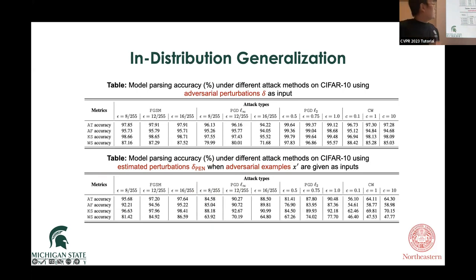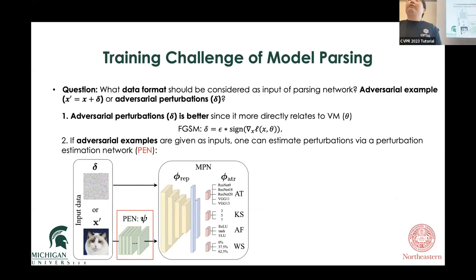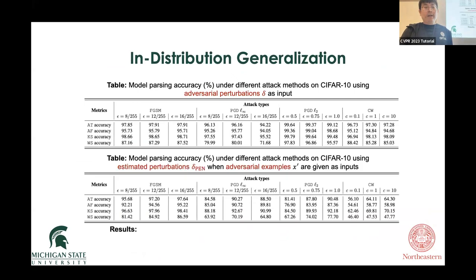Another thing you can observe is what happens when you increase the perturbation strength, epsilon. Generally speaking, with a larger perturbation strength, model parsing becomes relatively easier. You can see that the model parsing accuracy increases as epsilon increases. This is not surprising because, if you recall, for FGSM examples all the model information is contained in the gradient part. If you increase epsilon, you are basically amplifying this gradient information. That's why with a larger epsilon, the model parsing accuracy becomes slightly better.